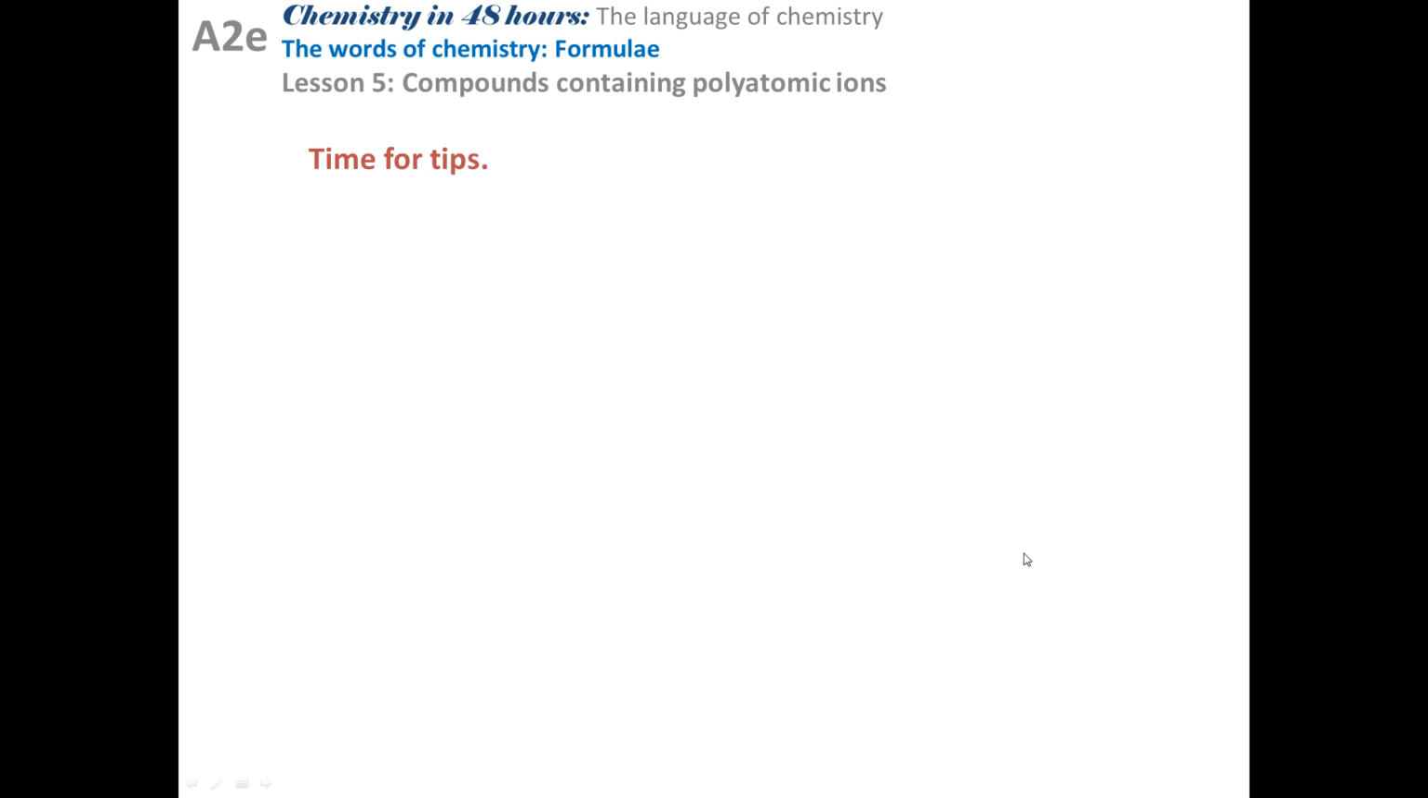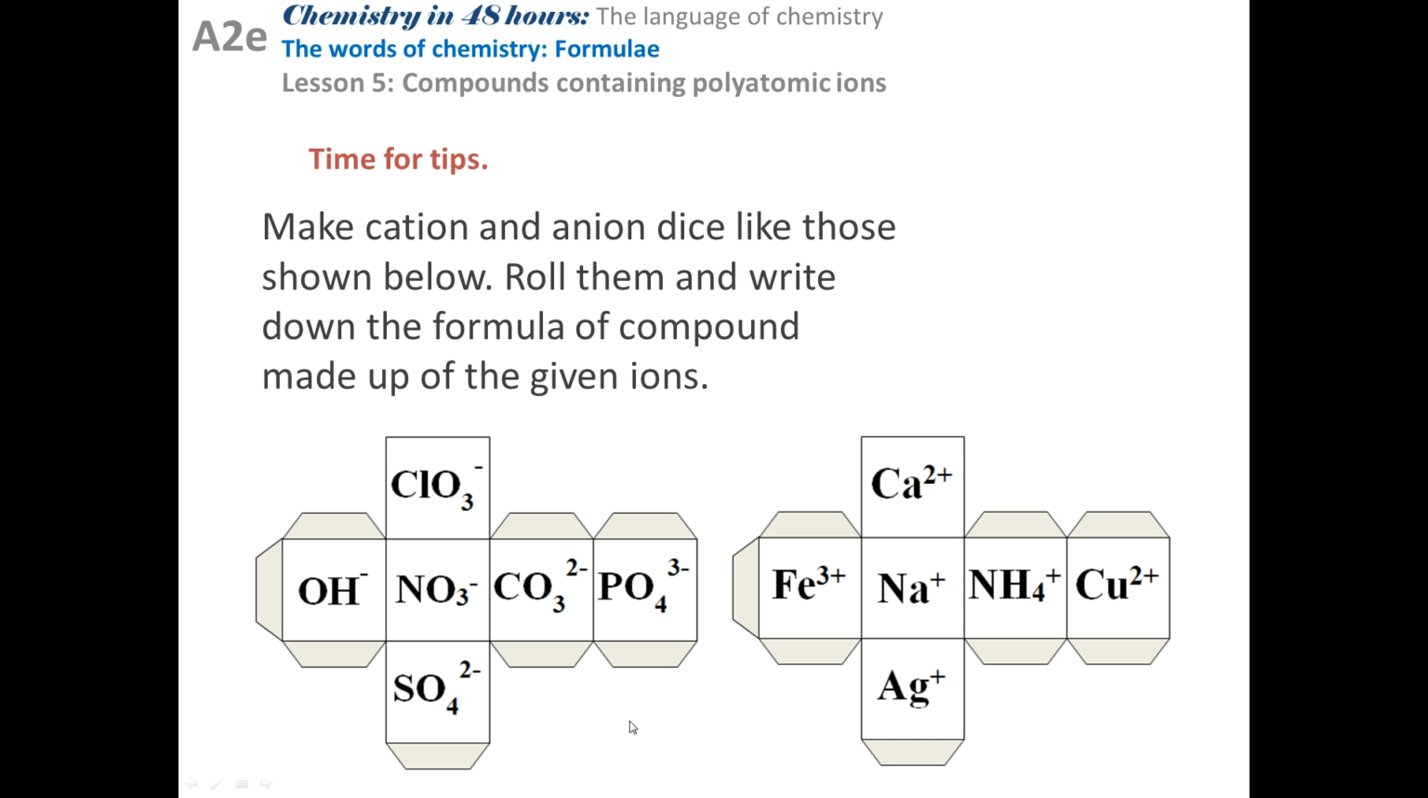Right, time for tips. Make your chemistry learning fun. Make up a series of paper dice where you write your ions on each side. You can do a number of them. Roll the cation dice, roll the anion dice, see if you can make a compound of the two together.